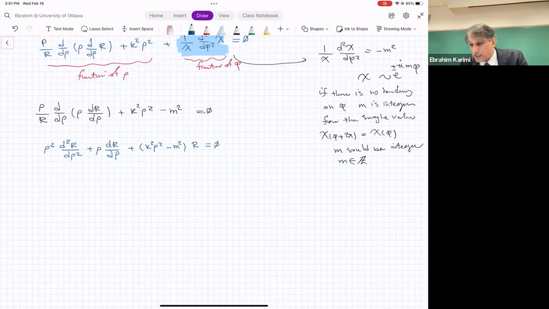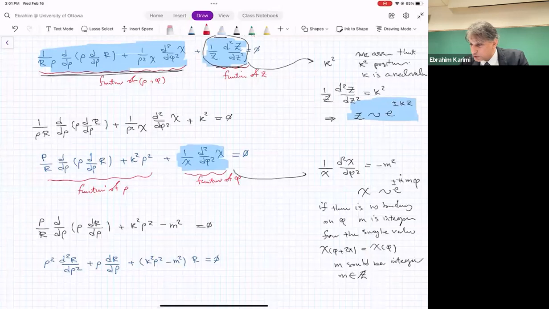Remember, we assume in this expression that k square is positive. Do you agree? Here we assume that it is plus k square, a positive value. If it is negative, what happens? Only that term's sign will change, and it becomes minus k square rho square. Remember, that's an option that we have to look at later on.